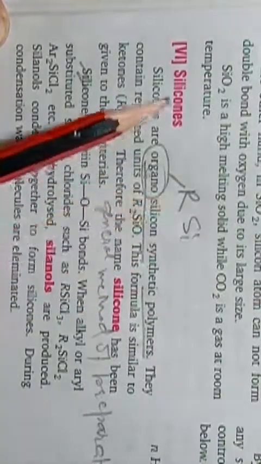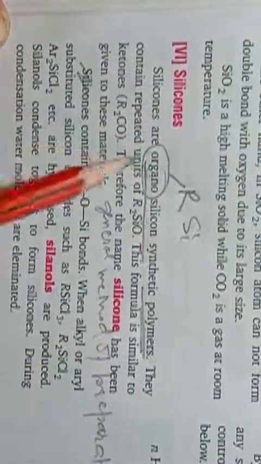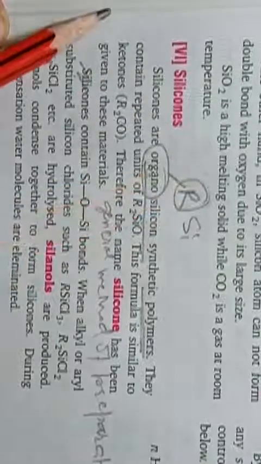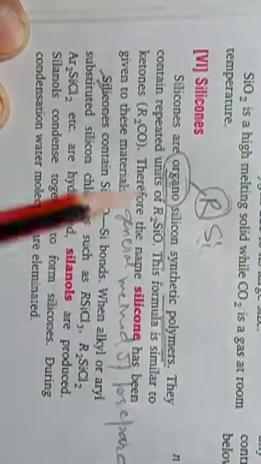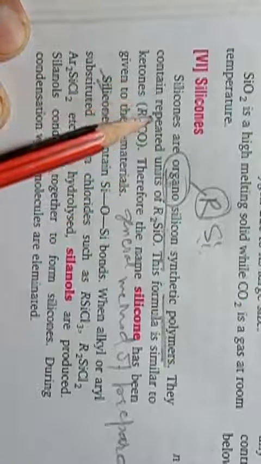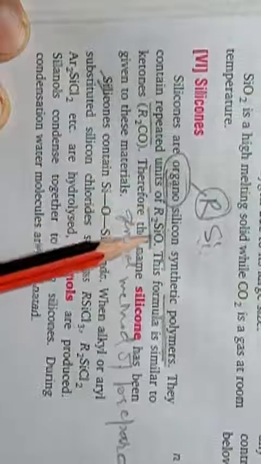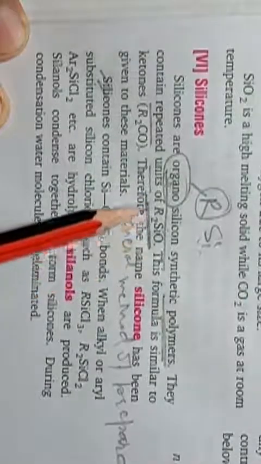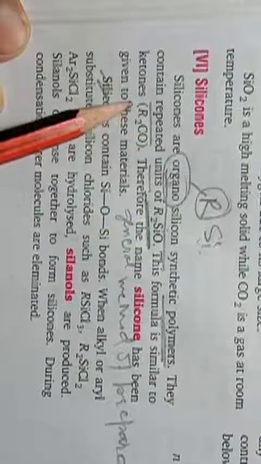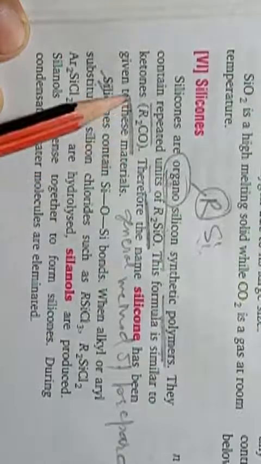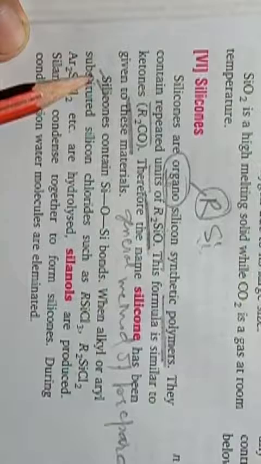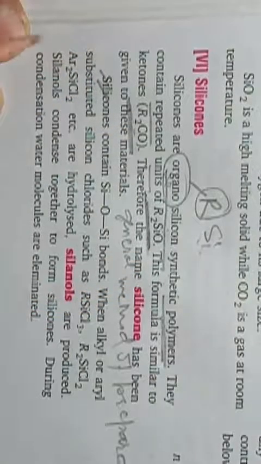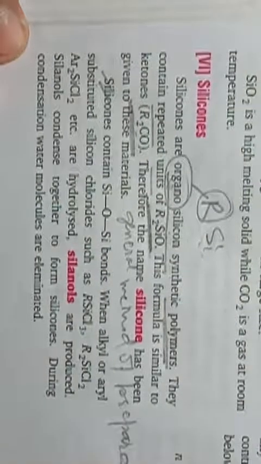So these silicones are polymers which have an organo part in the form of an alkyl group, and silicon, Si. Silicones are made up of repeated units of R2SiO, and this structure resembles the ketone general formula R2CO. Due to the resemblance of these two, these silicon compounds are known as silicones, after the name of ketones. Okay, students, so how are silicones formed?